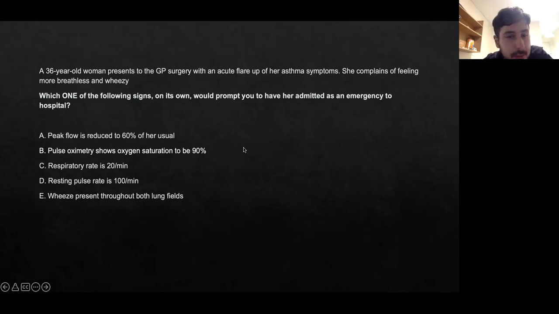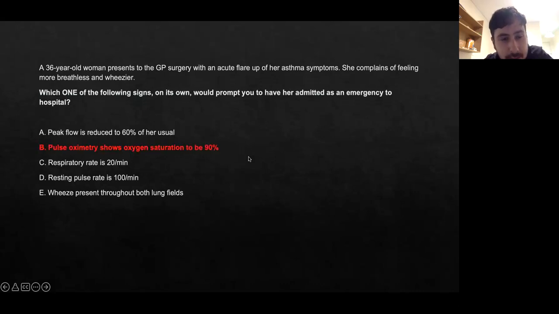Great, we have multiple answers of B, and that is correct. Pulse oximetry showing O2 sats less than 90. That is worrying and needs emergency referral. Peak flow reduced to 60% of the usual would not fit the criteria. That's moderate. Resp rate is 20. It's not raised enough. It's only mildly raised. Resting pulse, yes, fits tachycardia, but not the asthma threshold of tachycardia. And wheeze present throughout both lung fields. Yes, this will be uncomfortable. This is a symptom you have to think of, but it's not an emergency symptom, as asthmatics commonly are wheezy.